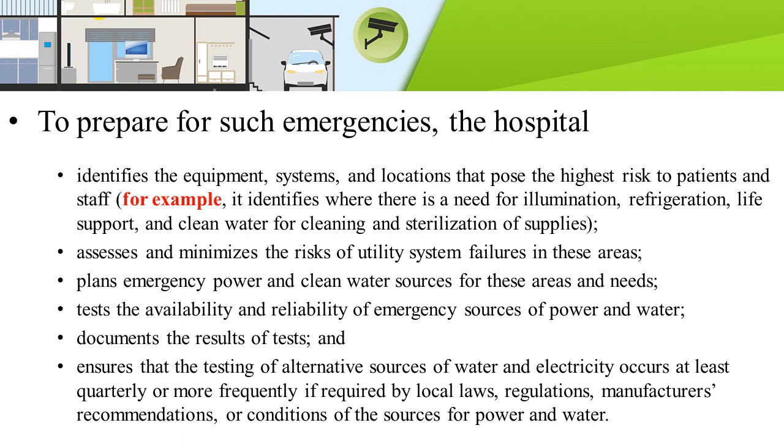We defined the major steps each hospital should take to prepare for such emergencies. First, identify the equipment, systems, and locations that pose the highest risk to patients and staff. Then, assess and minimize the risks of utility system failures in these areas, and plan emergency power and clean water sources for these areas and needs. Test the availability and reliability of emergency sources of power and water. Document the results of tests and ensure that the testing of alternative sources of water and electricity occurs at least quarterly or more frequently if required.